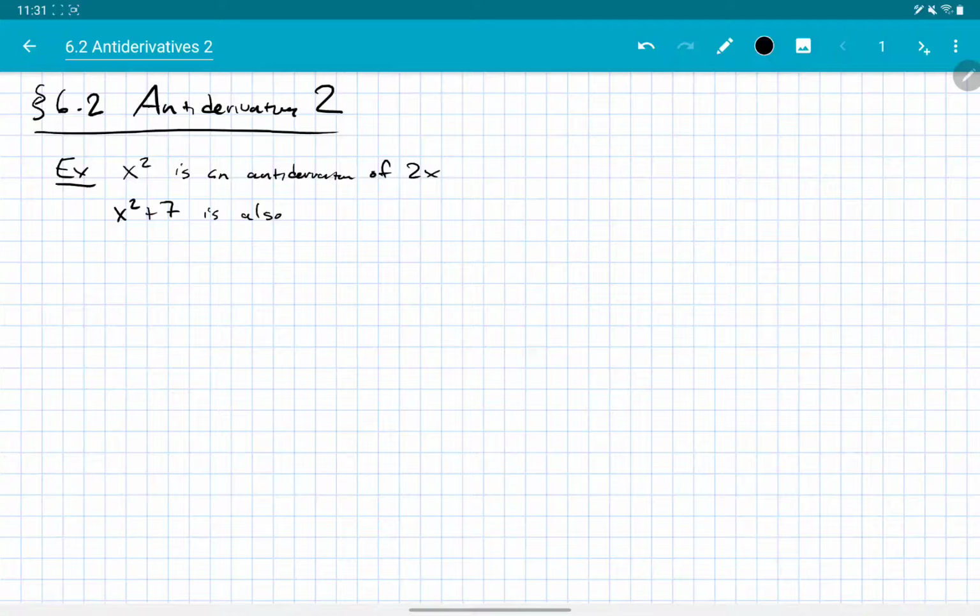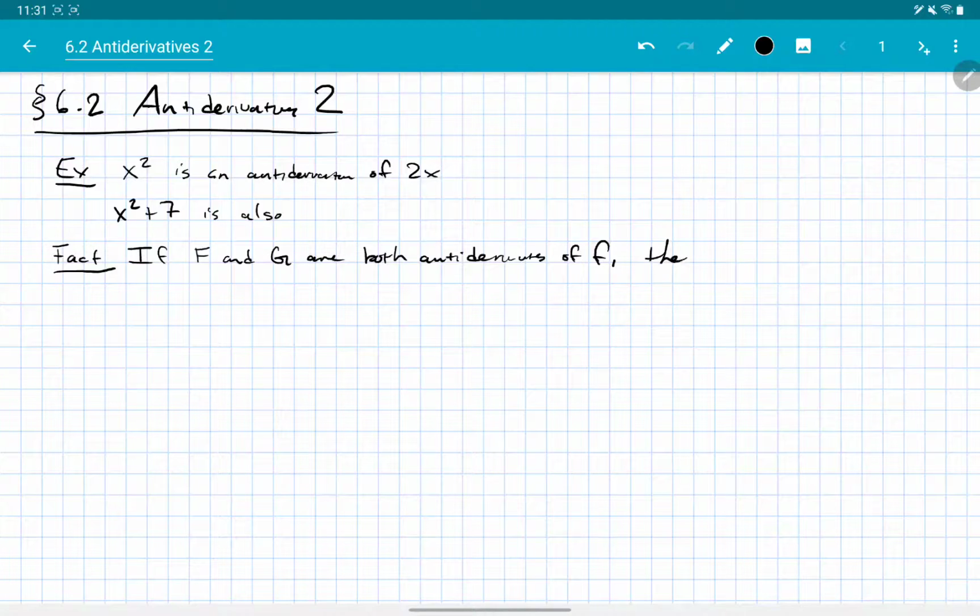So one might ask, is this always necessarily the case? Is this the only way for two different functions to be antiderivatives of the same function? And that is true. Let me write this as a fact. If functions capital F and capital G are both antiderivatives of f, then capital F minus capital G is constant. So two antiderivatives can only differ by a constant.